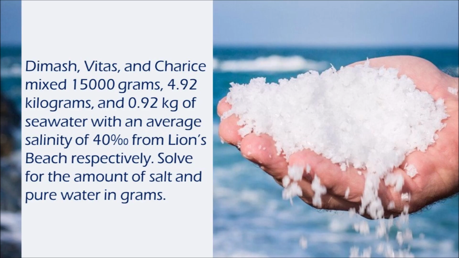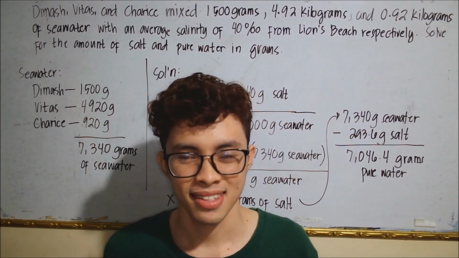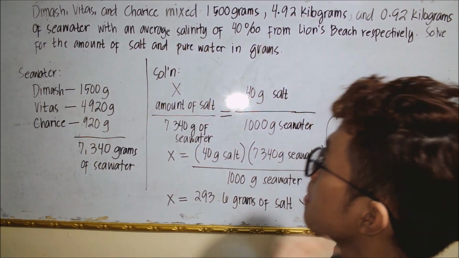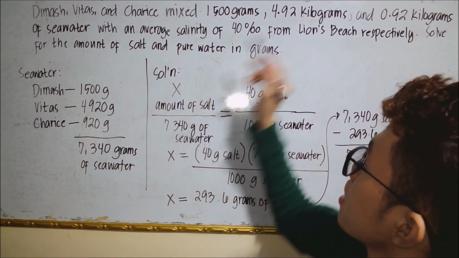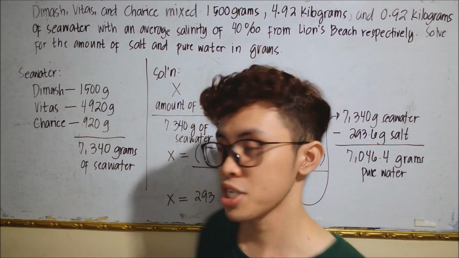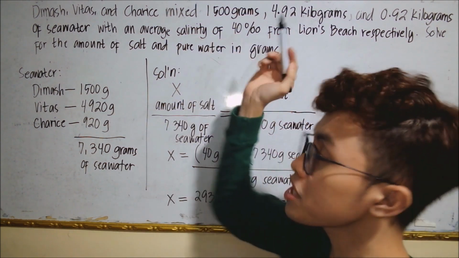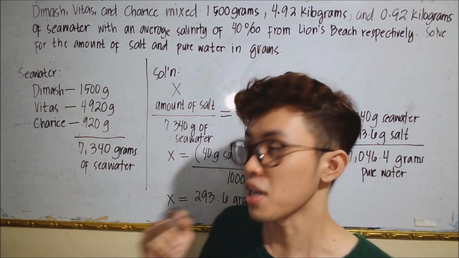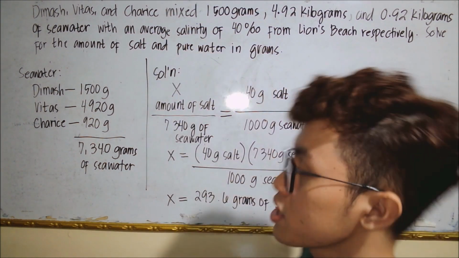Dimash, Vitas, and Cherise mix 1,500 grams, 4.92 kilograms, and 0.92 kilograms of seawater with an average salinity of 40 parts per thousand from Lions Beach, respectively. Solve for the amount of salt and pure water in grams. Okay, let's try this problem. Dimash, Vitas, and Cherise mixed 1,500 grams, 4.92 kilograms, and 0.92 kilograms of seawater with an average salinity of 40 parts per thousand from Lions Beach, respectively. Now solve for the amount of salt and pure water in grams.